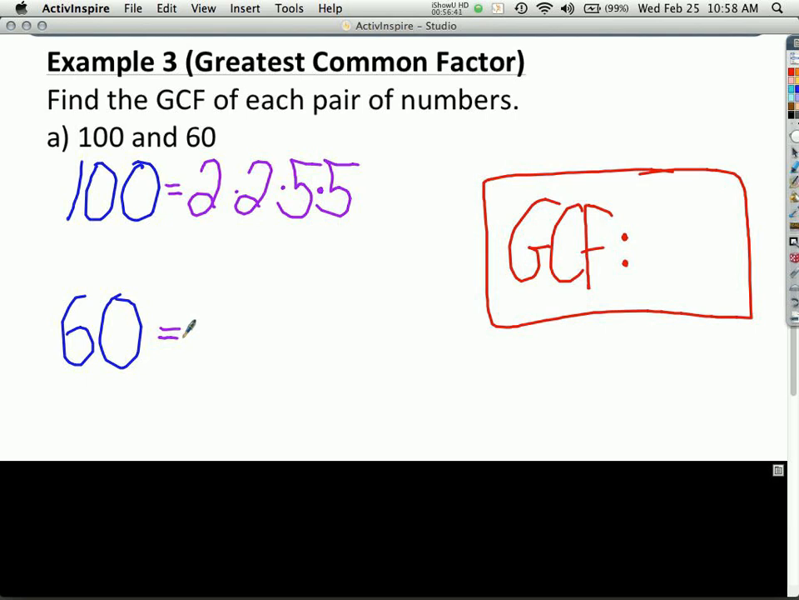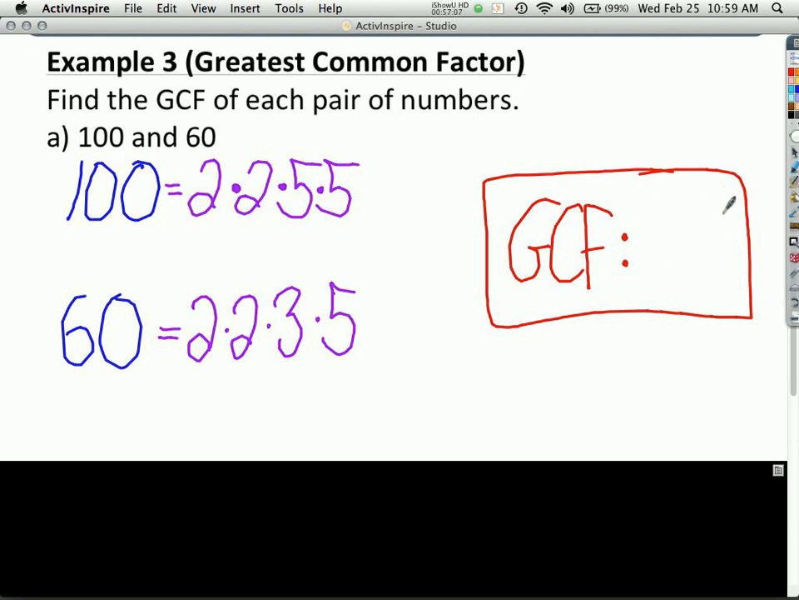So this is the prime factorization of 100, and they're all prime numbers. I need the same thing for the number 60. Gary? 2 times 2 times 3 times 5. I know he's right because I can do that mentally. 2 times 2 is 4, times 3 is 12, times 5 is 60.